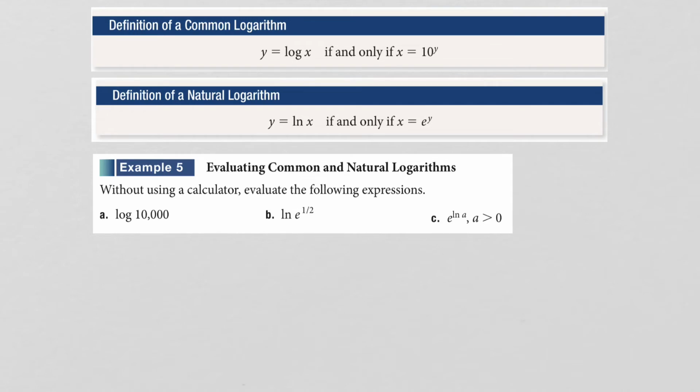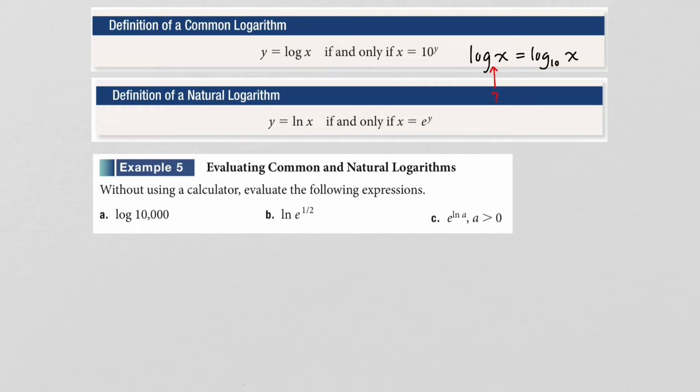Next, let's talk about common logs and natural logs. The definition of a common logarithm is when we write y equals log of x. And when we say log of x, we mean that the base here is 10. So y equals log of x is equivalent to x equals 10 to the y. So really what's important here is to understand that log of x really just means log base 10 of x. So if you don't see a base on your logarithm, it's automatically a 10.